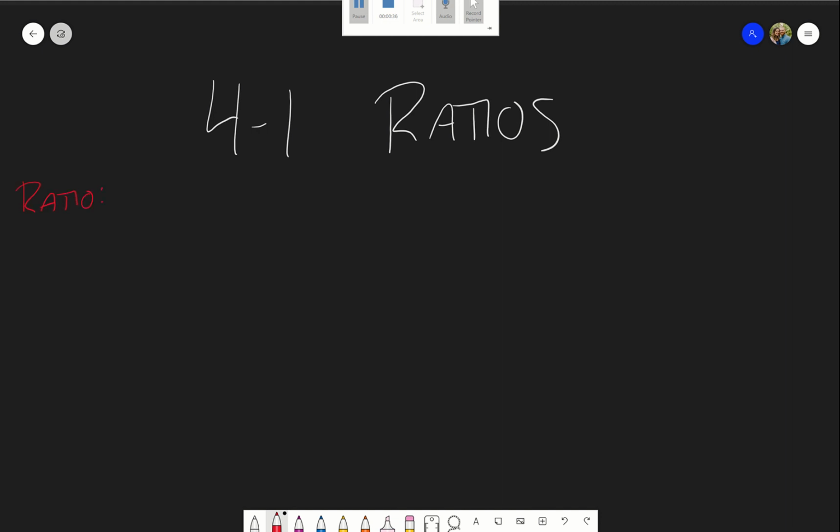A ratio is a comparison of two things by division. A comparison of two things by division.